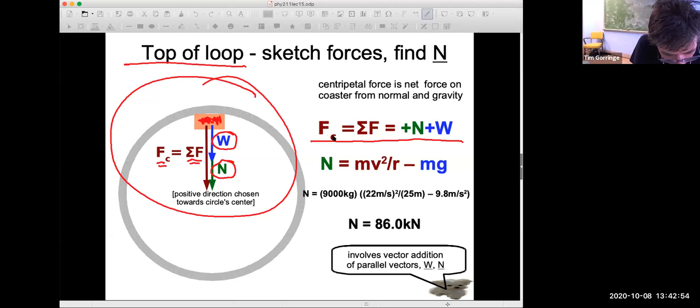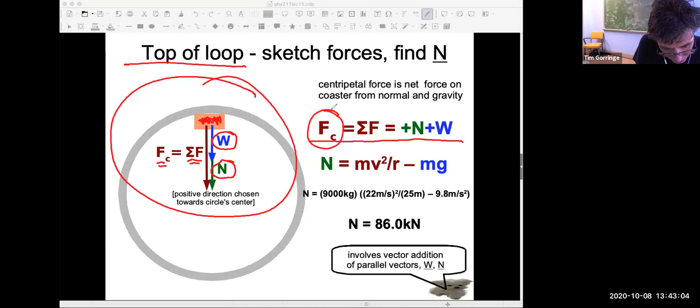I wrote down here this key equation that's describing how the centripetal force is provided by the net force on the roller coaster, and that net force is due to normal force and the weight. And in this case, both of those act towards the center of the circle. And I've called that direction towards the center of the circle the positive direction.